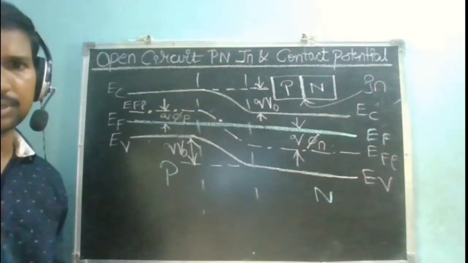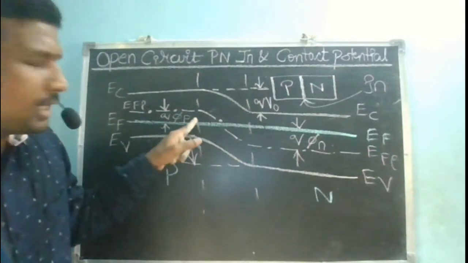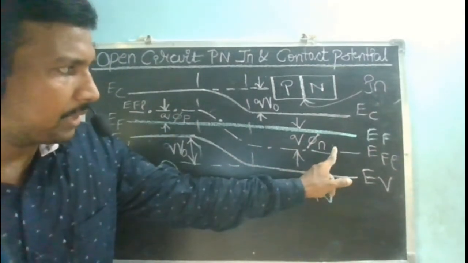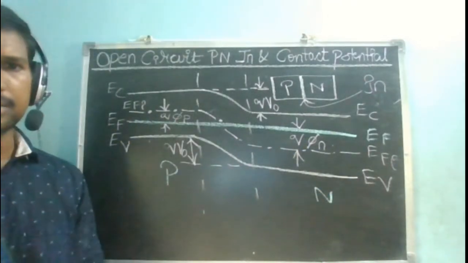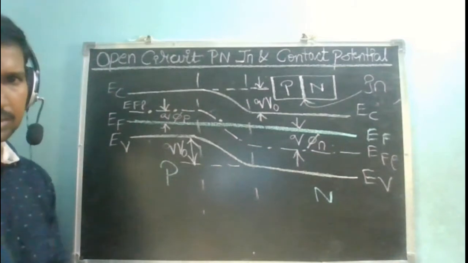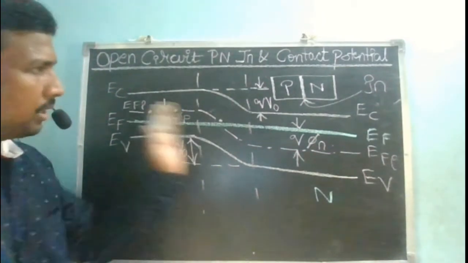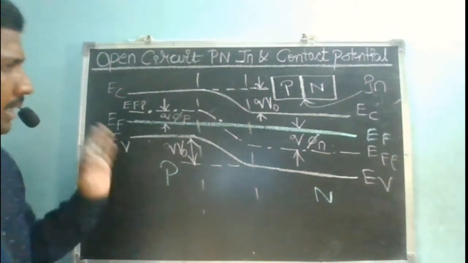But between EF and EFi, I am representing the Fermi potential in the P side as phi p, and the Fermi potential in the N side as phi n. Is this fine? Yes or no? You need to practice.